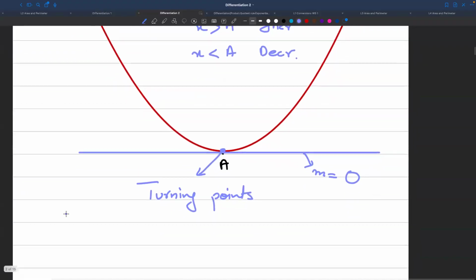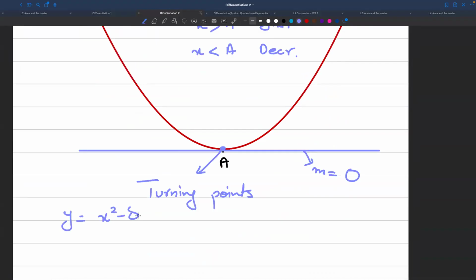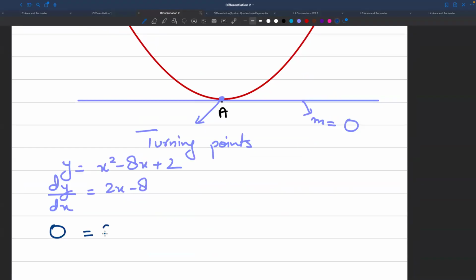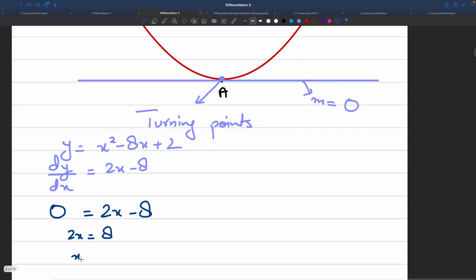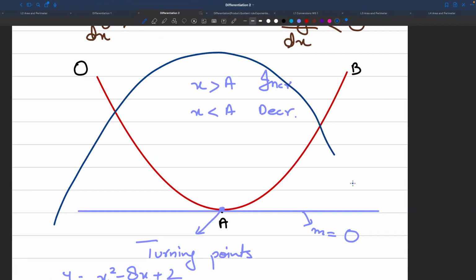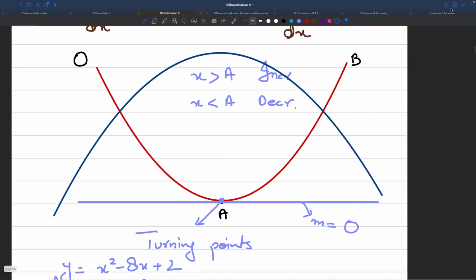Let's say the equation of the curve was y equals x squared minus 8x plus 2. I will find the dy by dx, that is 2x minus 8. At this point A, what is the gradient? 0. So I will put dy dx equals to 0. What will be the value of x? 4. So can I say when x is greater than 4, it's an increasing function, right? What you have to make sure is that this is the lowest point. If the curve was like this, it will be the other way around. Okay, and I'll just show you an example over here.